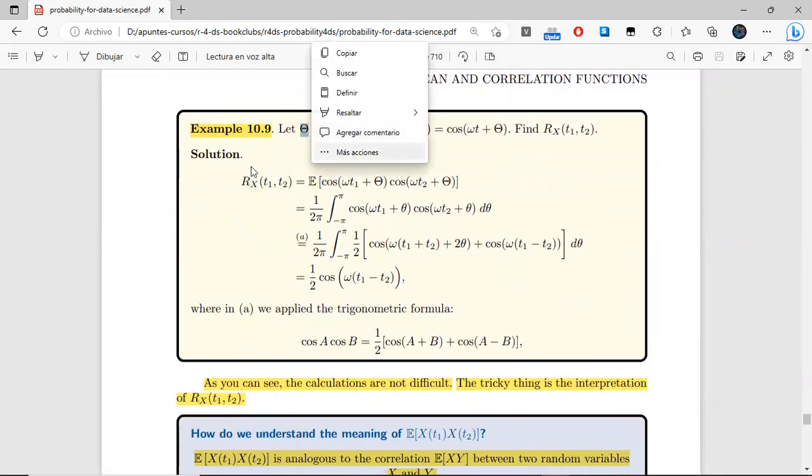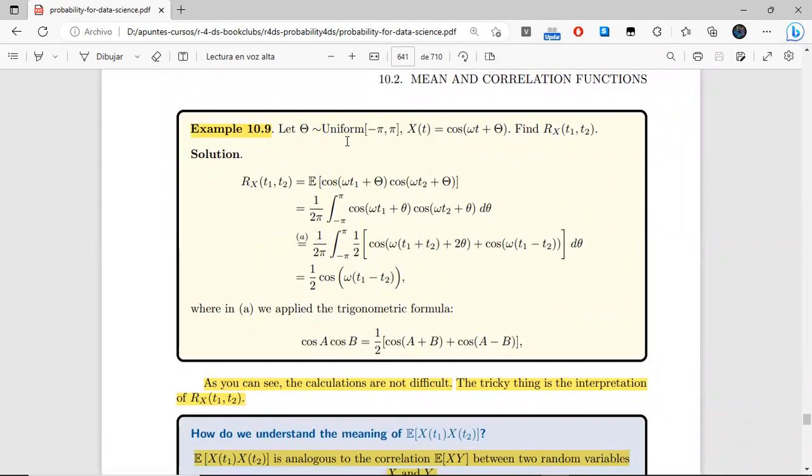We have theta that follows a uniform distribution from minus pi to pi, and we define the random process that would be like a signal received, probably the simplest signal. But over here, this argument, I think it's called the phase, I don't remember, theta is actually a random variable. So by definition, what would be the autocorrelation function? We fix some times T1, T2, and we calculate the correlation between these two random variables, and from the usual definition of an expectancy, we perform these calculations.